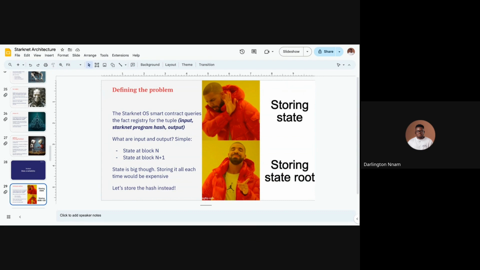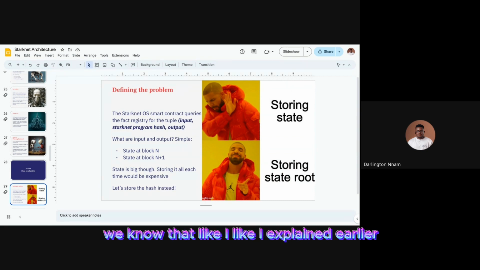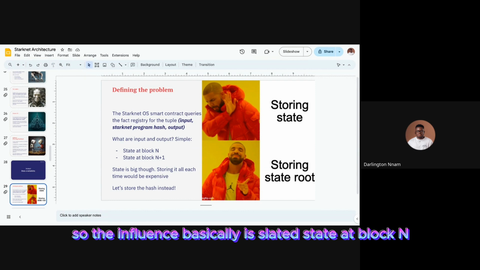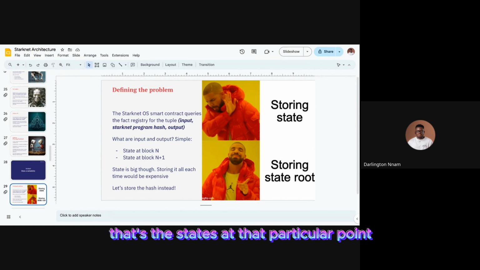So let's define the problem. Like I explained earlier, the Starknet operating system smart contracts query the facts registry for the tuple, which is the inputs, the Starknet program hash, and the outputs. So what are the inputs and outputs in simple terms? The inputs are, let's say, the state at block N, that's the state at that particular point before your transaction is executed, and the output is the state at block N plus 1. That's the state after your transaction is executed.